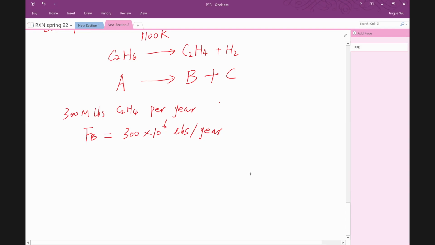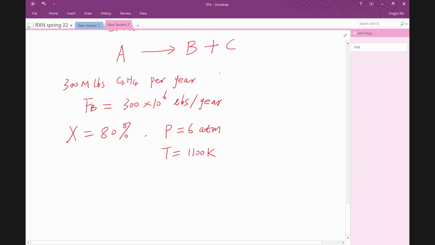And the reaction follows an elementary rate law, okay? And the conversion of ethylene is 8%, and the pressure is 6 atm. Temperature is, as I told you, 1100 K. That's the reaction condition. Okay, so right now we only know the K, the rate constant.